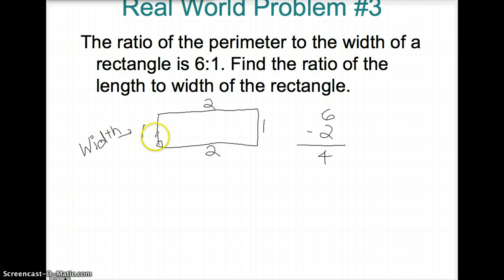Right? So if the perimeter to the width is 6 to 1, then we had to find our missing pieces, and we subtracted and divided. And so we need to write the ratio of the length to the width. So we already know that our width is 1, so then our length is 2. So this is our length, and we can label it. That's our length. And so the ratio of length to width of the rectangle is 2 to 1. All right?